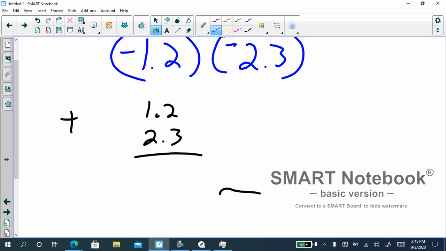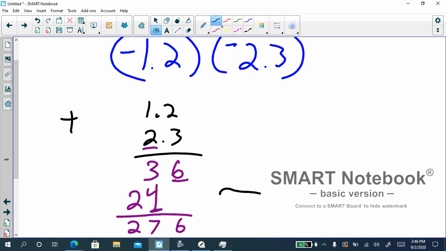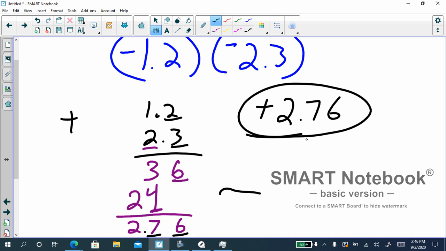So 3 times 2 is 6. 3 times 1 is 3. 2 times 2 is 4. 2 times 1 is 2. Notice when we multiplied by 3, we put the first answer under the 3. When we multiply by 2, we put the first answer under the 2. Then we add our columns. We count our decimals. Two numbers to the right of the decimal, so 1, 2 numbers to the right. So positive 2.76 should be our final answer.